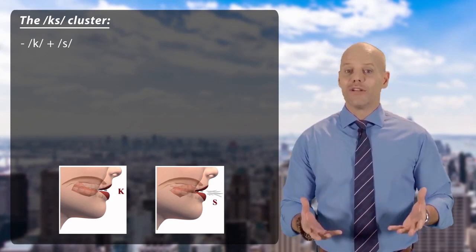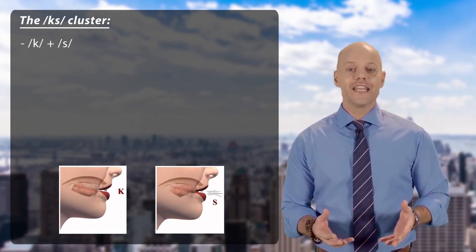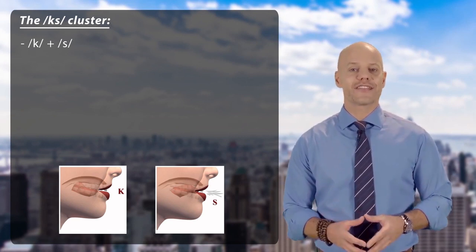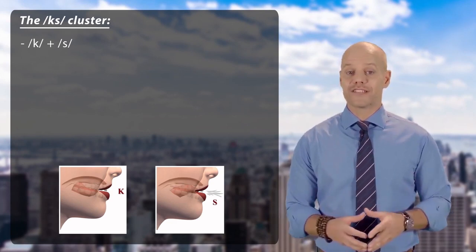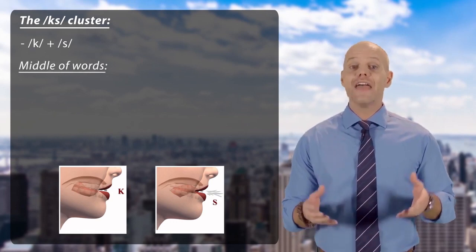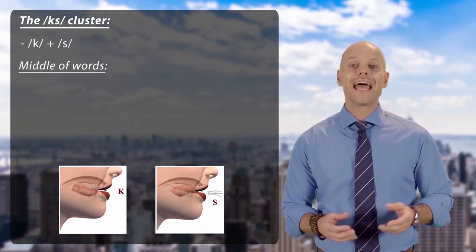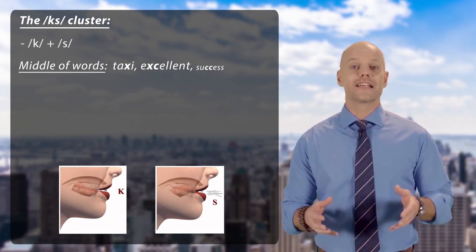Okay, now let's practice the ks in words. Fortunately, the ks never occurs at the beginning of words in English, only at the end of words and in the middle. The ks in the middle of words: taxi, excellent, success.